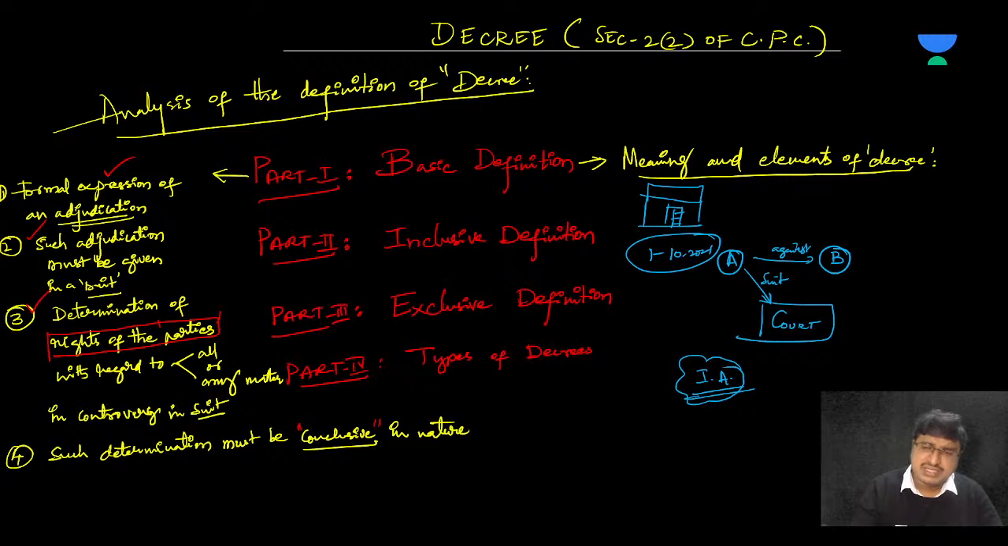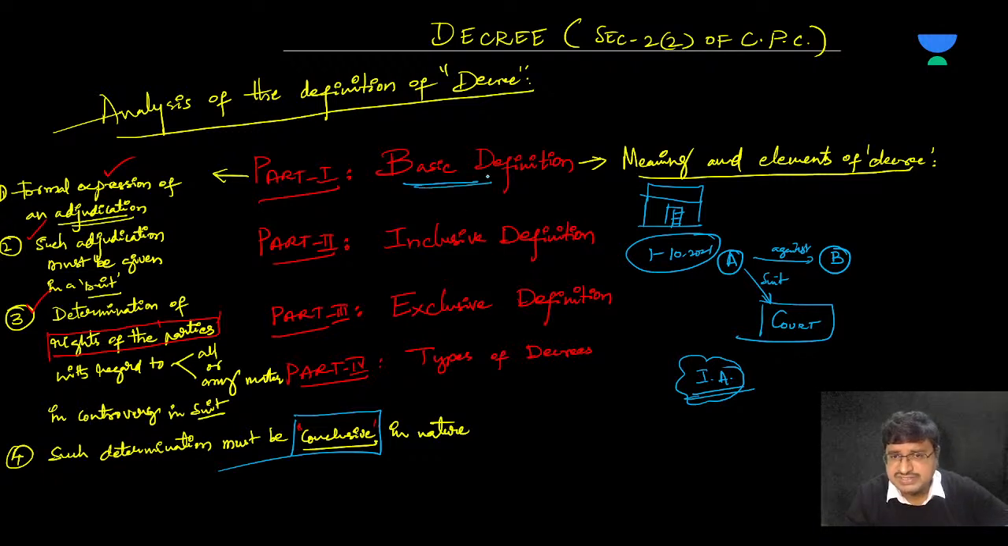If the court, without conclusively determining the rights of the parties, passes any order, it cannot be treated as a decree at all. Therefore, it is a conclusive determination of the matter. It is a conclusive determination in nature. It is about the basic definition, friends. Now, based upon this part, we can say the meaning and elements of a decree.